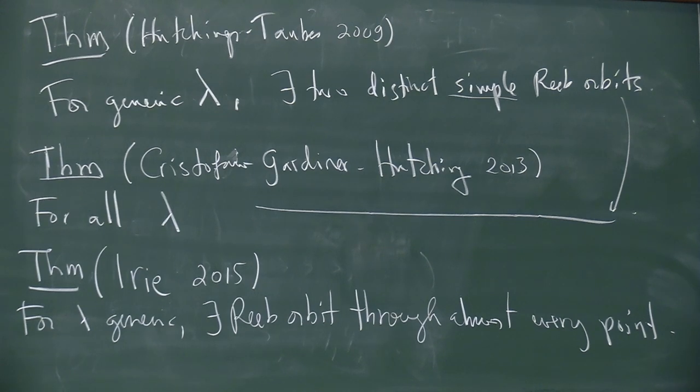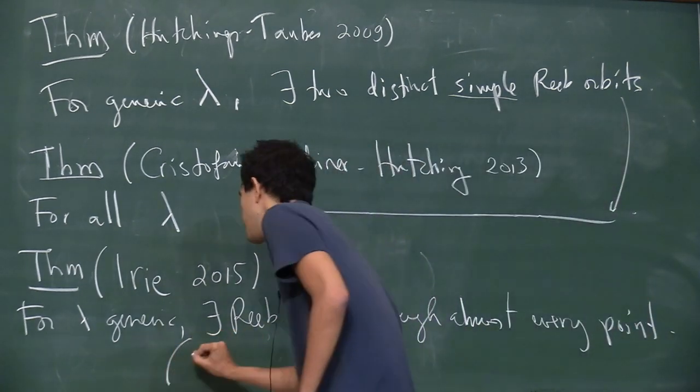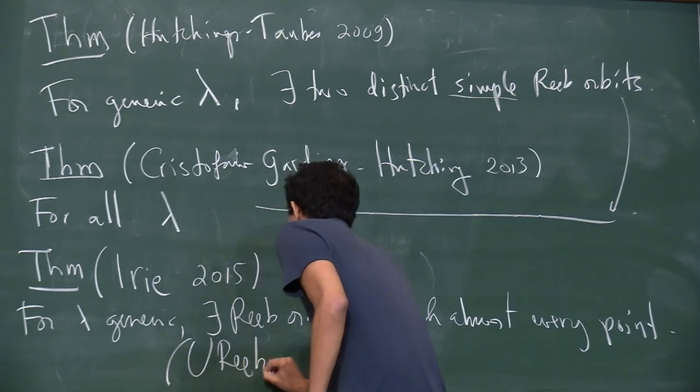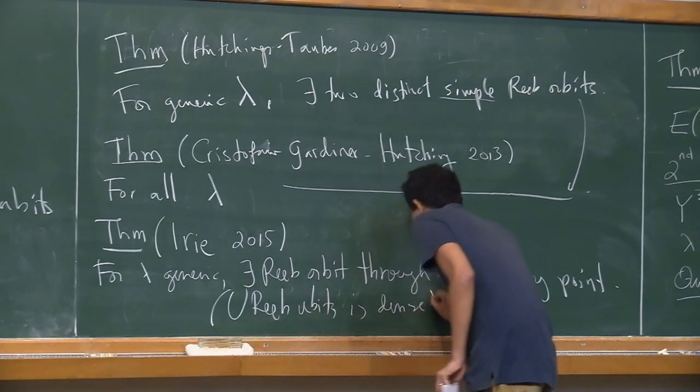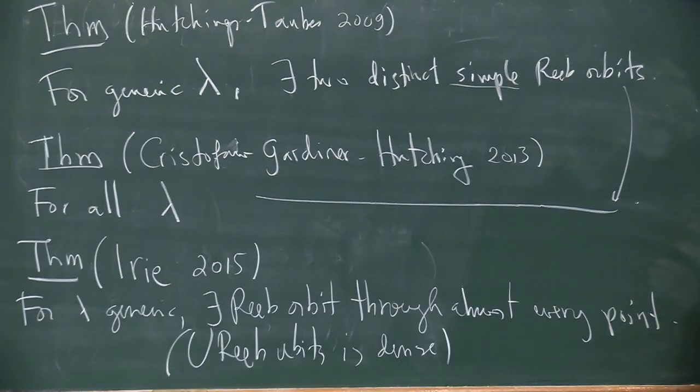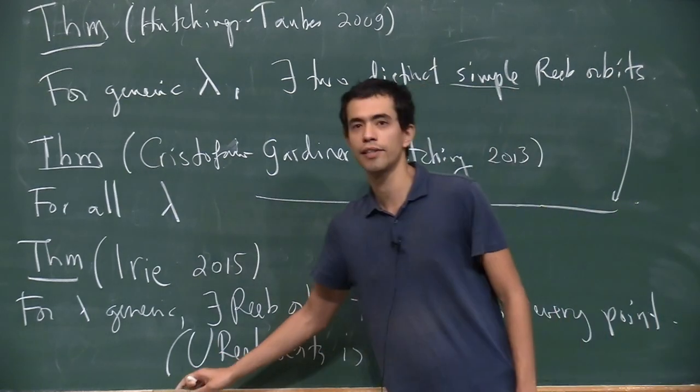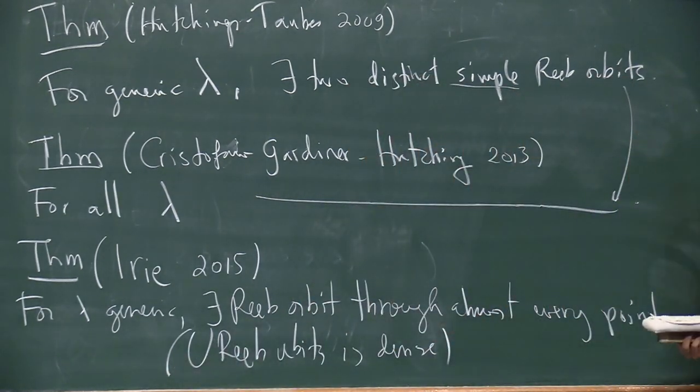Or in other words, there's a Reeb orbit through every neighborhood. Or in other words, the union of the Reeb orbits is dense. And then he went on to show some other things, but I think this is a pretty revolutionary idea to use ECH to prove a result like this.